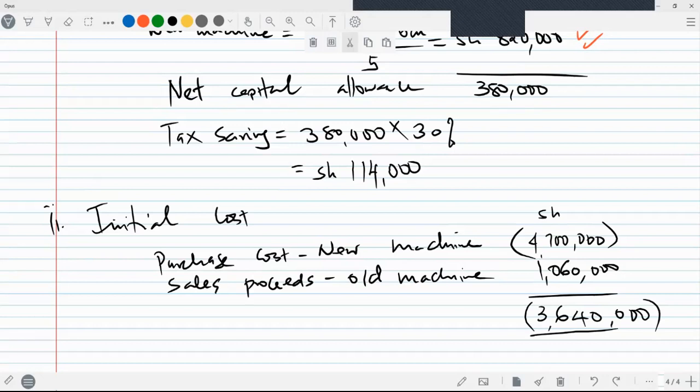Just wanted to know where we are getting the 1060,000 sale proceeds, because I'm not seeing it in the question. If you check the third paragraph, that paragraph is made of only one sentence: the used machine current disposal value is estimated to be 1060. Can you see it? Yes, I've seen it. Thank you.